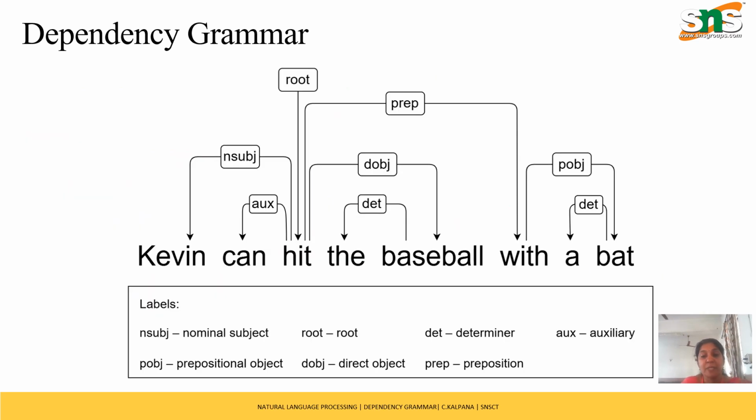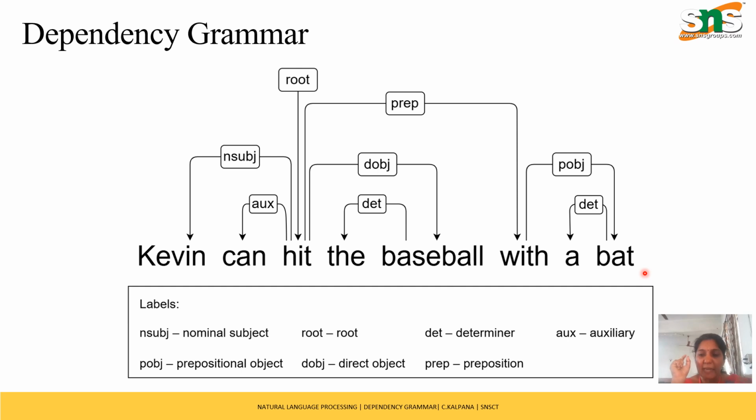Next, this is an example. Kevin can hit the baseball with a bat. This is the sentence given. We need to identify the dependency tags, or we can say we have to form the dependency grammar tree for this sentence. First, identify the main verb in this sentence: Kevin can hit the baseball with a bat.